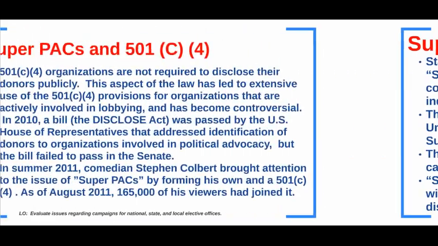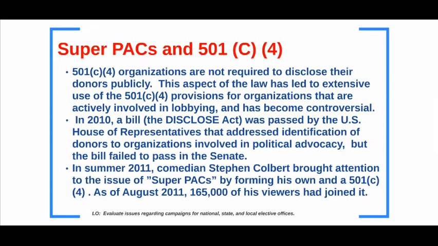But this brings us to another type of organization, the 501c4. 501c4 organizations are not required to disclose their donors publicly. This aspect of the law has led to extensive use of the 501c4 provisions for organizations that are actively involved in lobbying and has become very controversial. In 2010, a bill called the Disclose Act was passed by the U.S. House of Representatives that addressed identification of donors to organizations involved in political advocacy. But the bill failed to pass in the Senate.